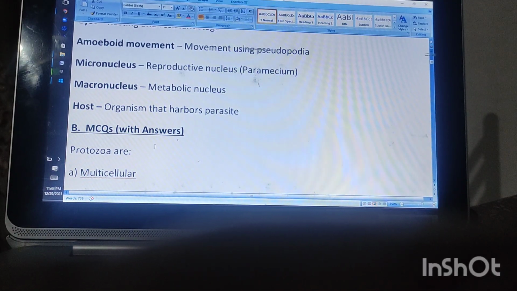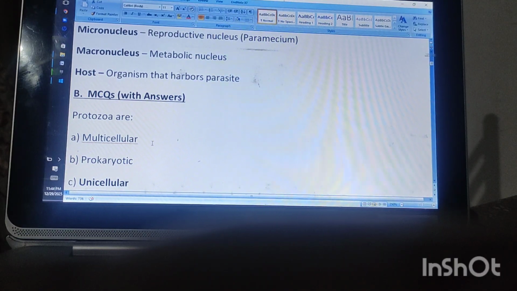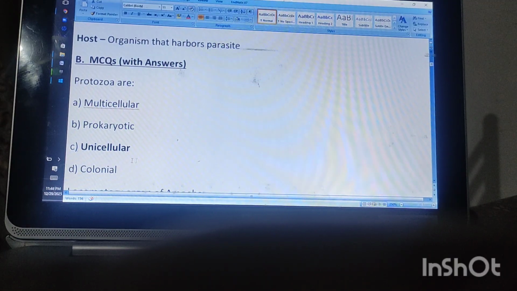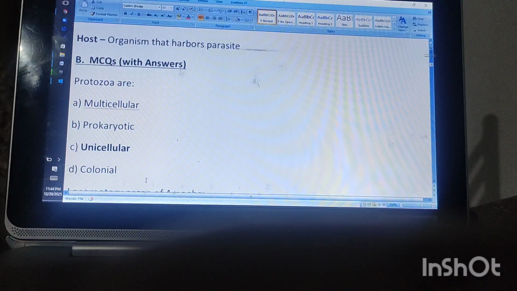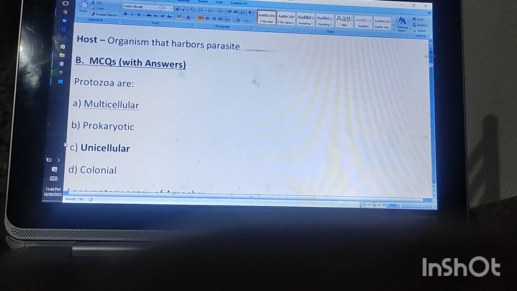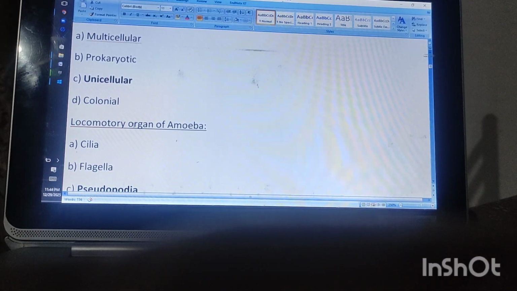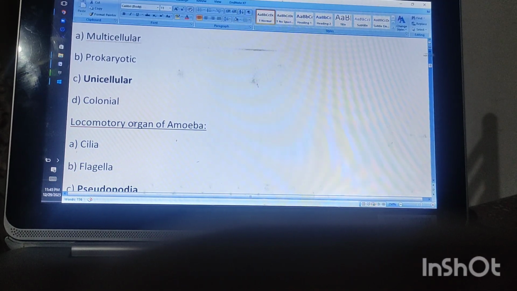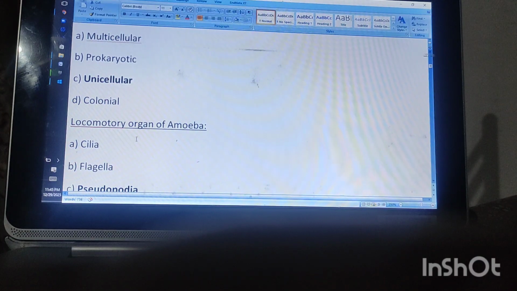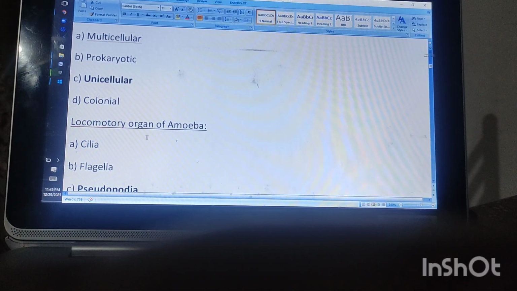After that we have MCQs. Now, protozoa are multicellular, prokaryotic, unicellular, colonial. I made the correct answer bold so you can recognize it. This type of test can also be taken by your family members, your parents or your elders, and then you can check it yourself.